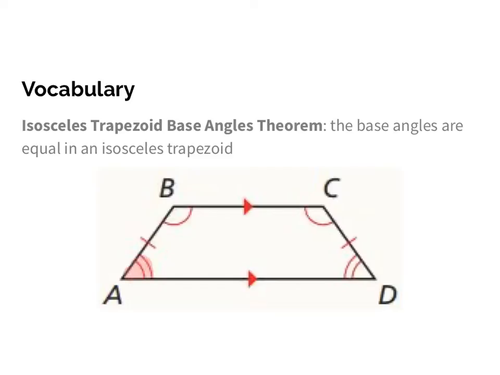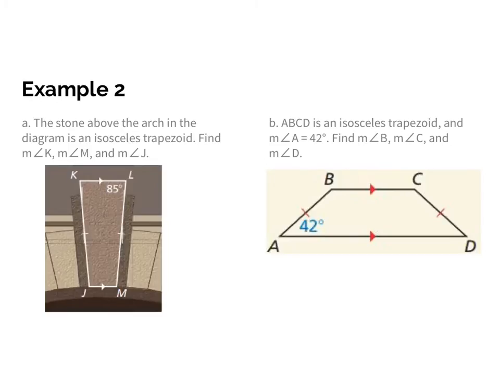So notice A and D are on this bottom base. So I would say that A and D are equal to each other, and then B and C are equal to each other because they're on that base. All right, so we have two congruent angles, but those angles are going to fall on the same base. All right, so we're going to use this idea to try and find some missing angles. So in this diagram, you are given an isosceles trapezoid, J, K, L, and M. You're given one of the angles, which in this case is 85 degrees, and our goal is to find the rest of the angles. So here's what I know.